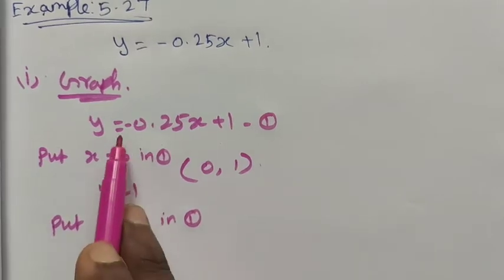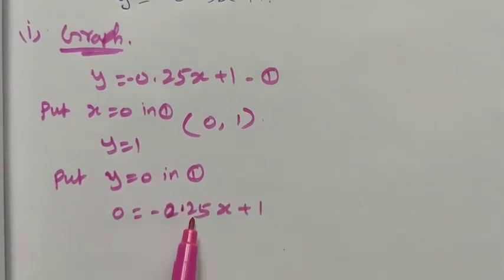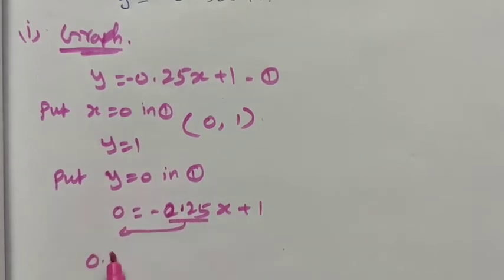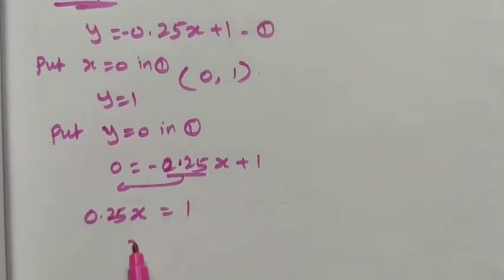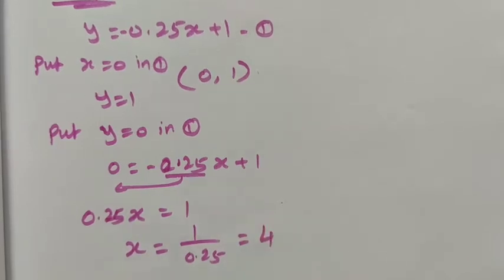Put y is equal to 0 in equation number 1 means 0 is equal to minus 0.25x plus 1. Now I take this term to another side, right? If I take this 1 to another side, what do you get? Or otherwise you take this term to this side, what do you get? 0.25x, minus will be changed into plus, equal to 1. Now we want to find the x value. x is equal to 1 divided by 0.25. 1.00 divided by 0.25 means we get 4.